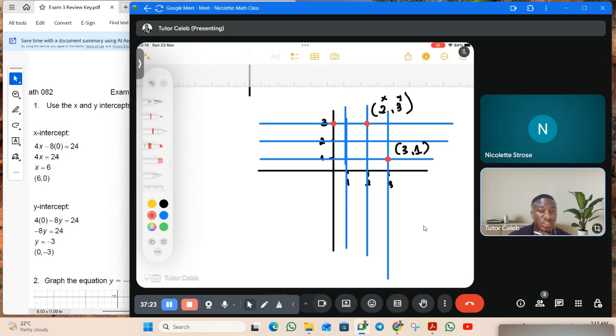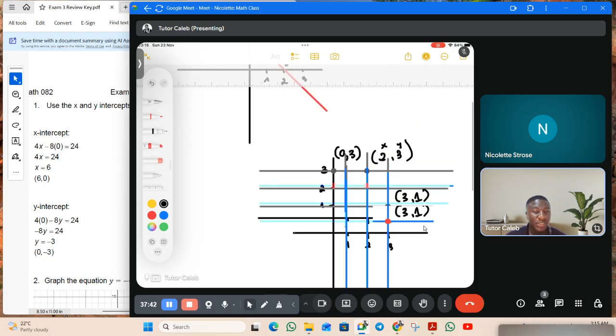Now, if I put that point here, what's your coordinate there? It would be 0, 3. Excellent. So this point has an x coordinate 0 and a y coordinate 3, right? Yes. Good.